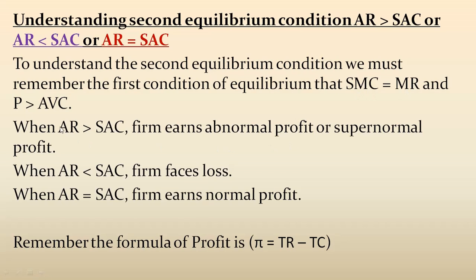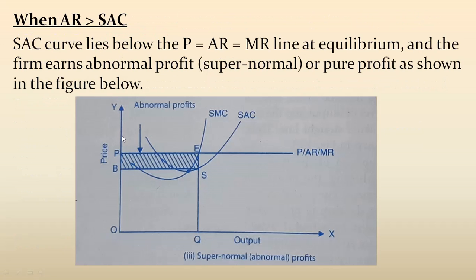For all three conditions, or phases, of the second equilibrium condition, SMC should be equal to MR, and P or MR should be more than average variable cost. You should also remember that the formula of profit is pi equals TR minus TC; in economics, pi stands for profit. Now let us discuss all these three conditions one by one. Let us discuss the first condition, that is, AR is more than SAC.